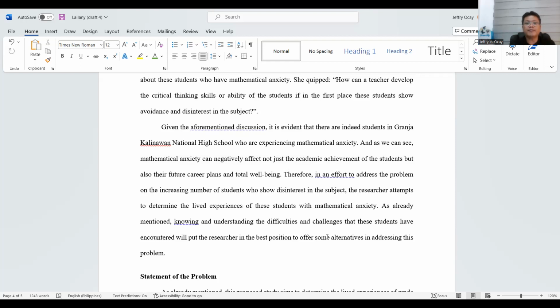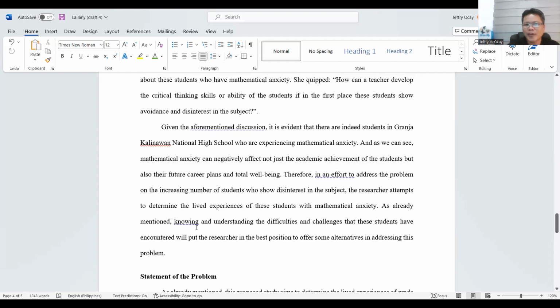Therefore, in an effort to address the problem of the increasing number of students who show disinterest in the subject, not just in Granha Kalinawan National High School, but in the Philippines or in the world as a whole, the researcher, we now re-articulate the research goal. The researcher attempts to determine the lived experiences of these students with mathematical anxiety.